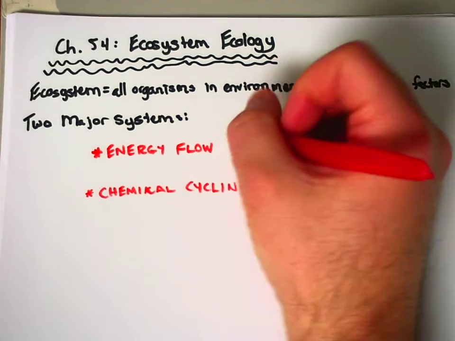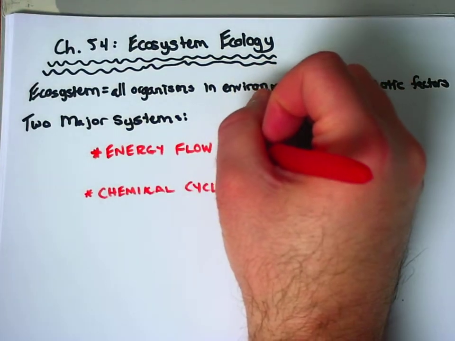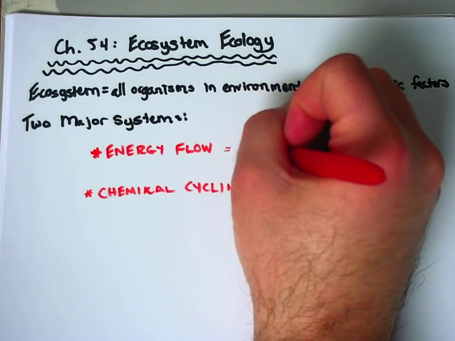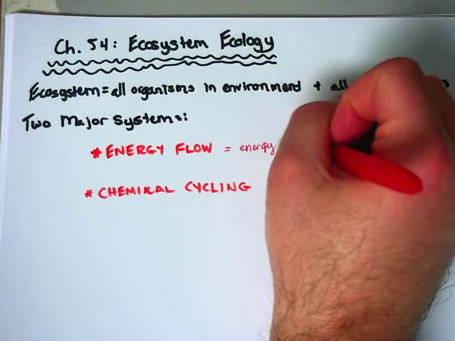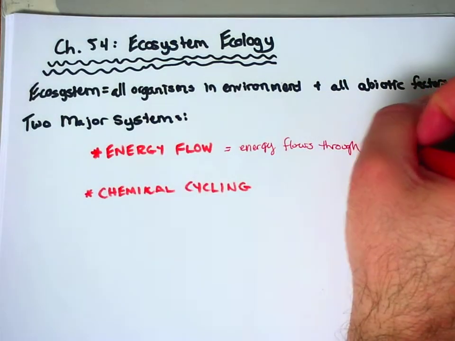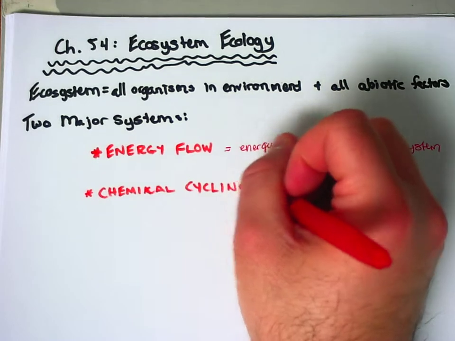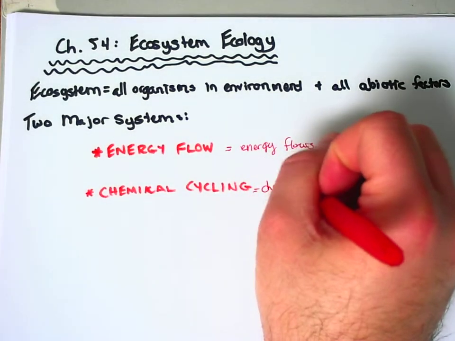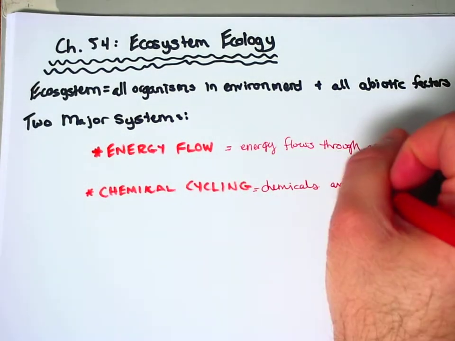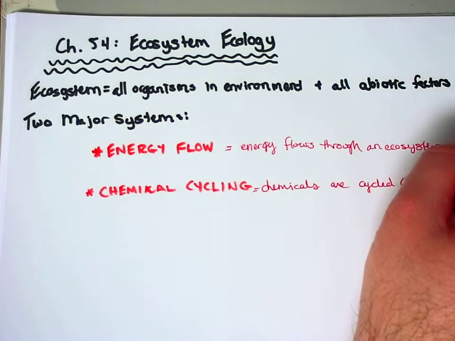And you just have to remember that energy flows into a system. Energy flows through a system, or through an ecosystem, whereas chemicals or substances are cycled. If you want to think about it, they're also recycled as well.